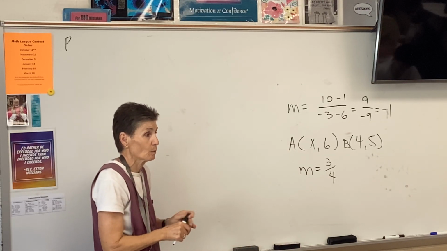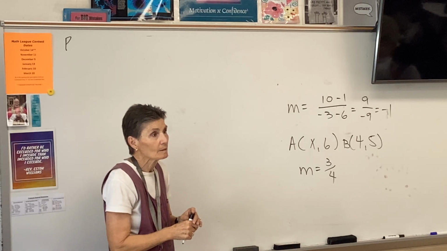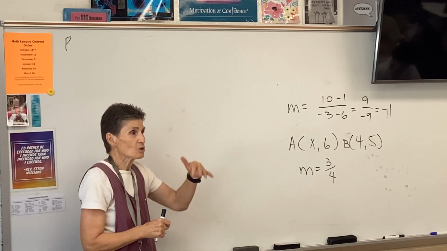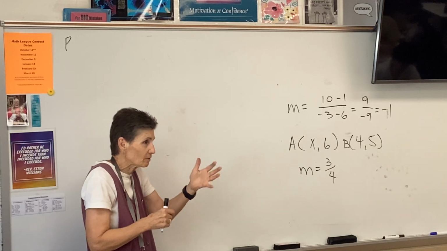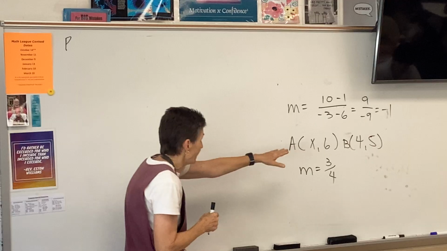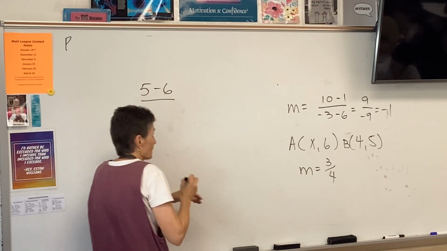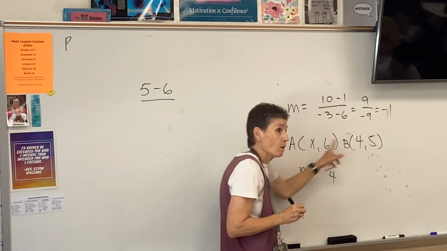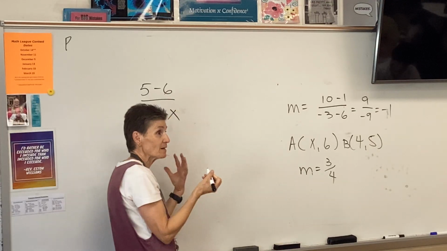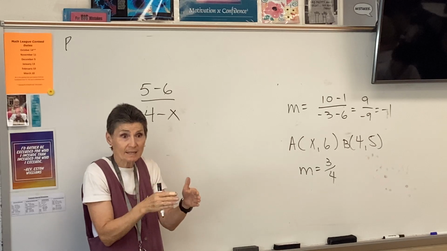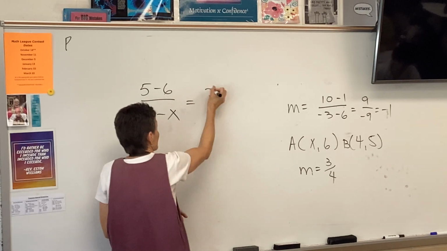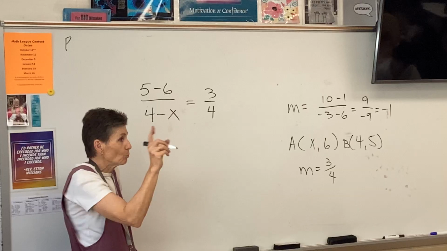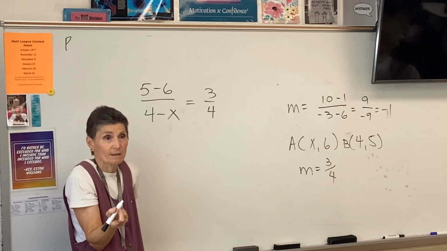Kind of. This problem deals with slope, right? What's our slope formula? How do we calculate slope? Y minus y. So let's take 5 minus 6, that's y minus y, over 4 minus x. Isn't that how we find slope? So y minus y over x minus x should equal the slope. I know the slope is 3/4, so when I do y minus y over x minus x, I should get 3/4.